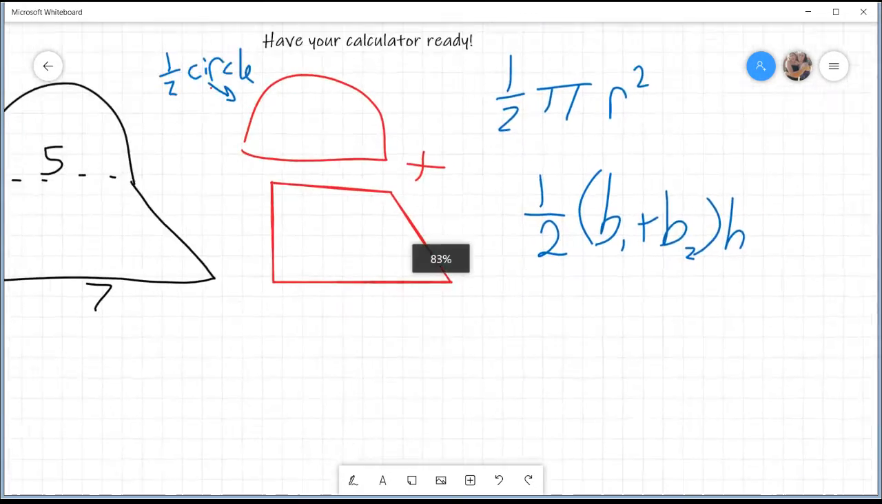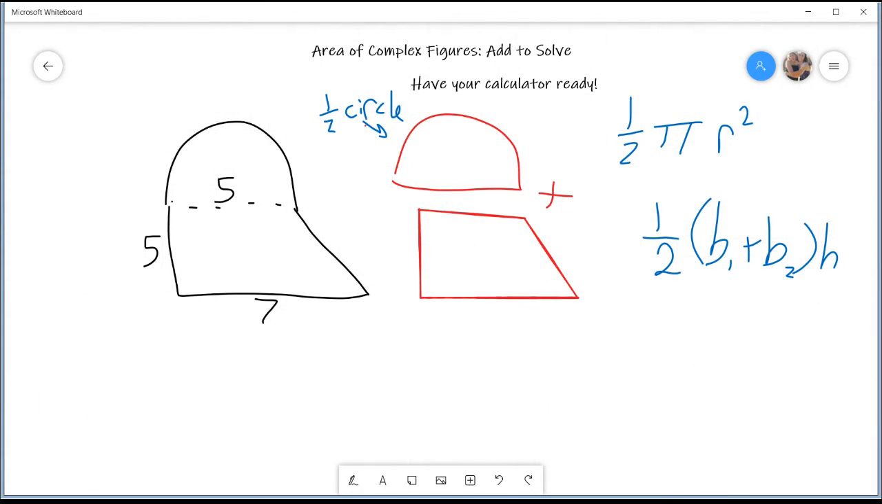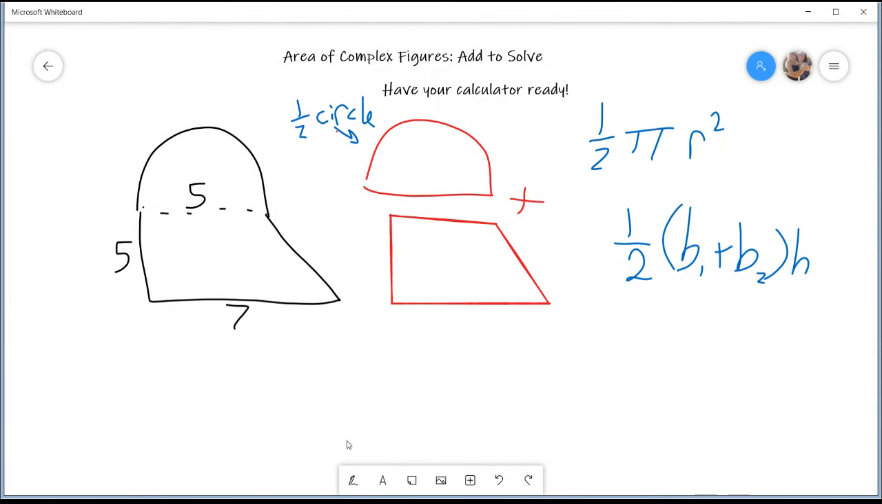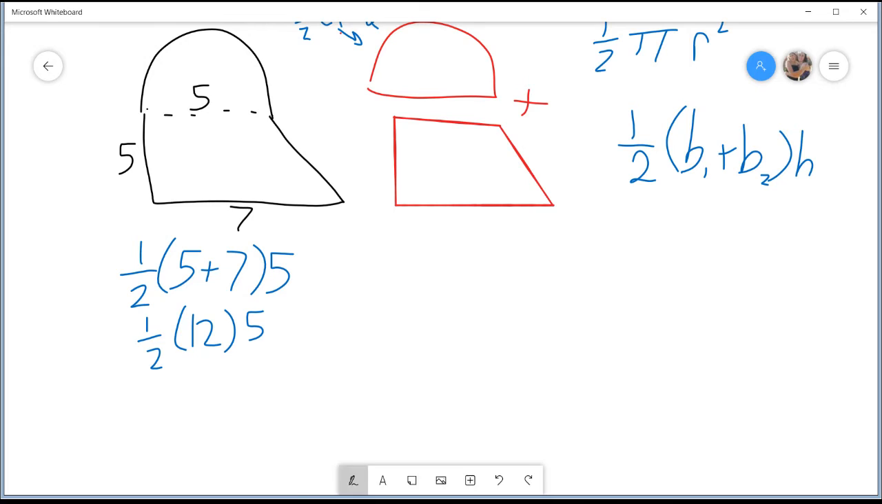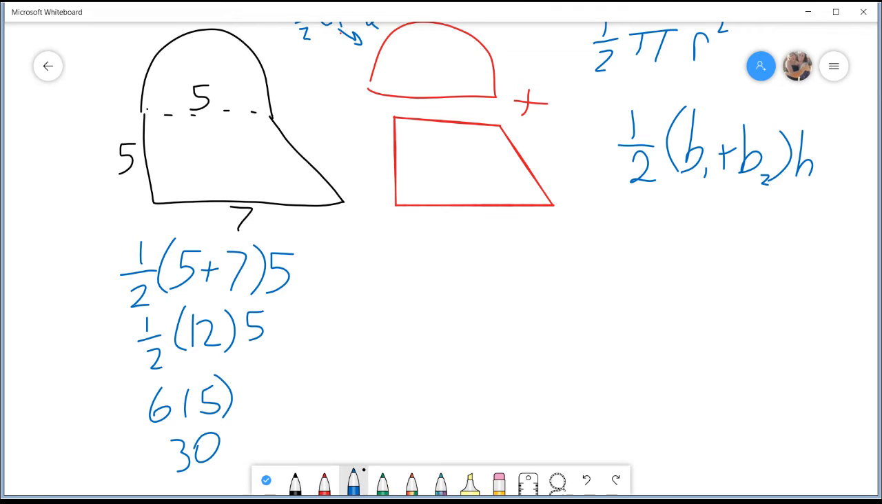If we look back to our problem, let's start with the trapezoid, where we have 1/2 base 1 plus base 2 times height. Base 1 I'll say is 5, base 2 I'll say is 7, times a height of 5. So I have 1/2 times 12 times 5. That is 6 times 5, which is 30. That wasn't too bad at all.